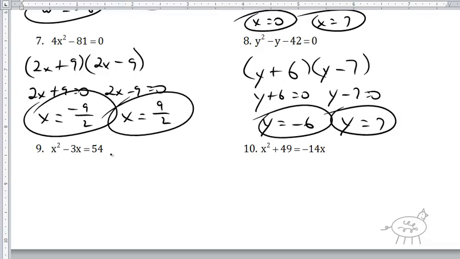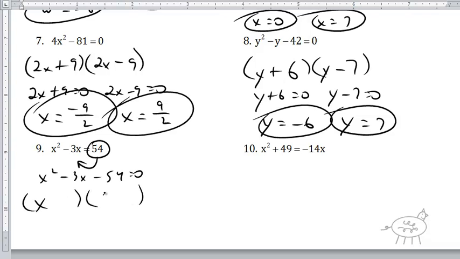And this one, got to move that 54 over first. So you get x squared minus 3x minus 54 equals 0. Very important. So it's trinomial. We factor that. What gives you 54? 9 and 6 give you 54. And good enough. 9 minus 6 is 3. But of course, it's negative. So you have to put the 9 as negative and the 6 is positive. So x equals negative 6 and so x equals 9.